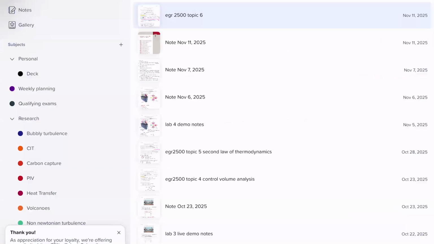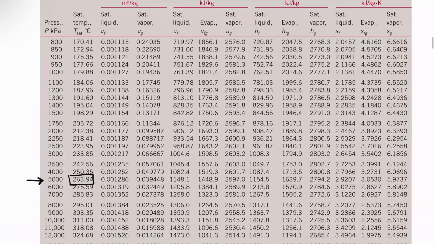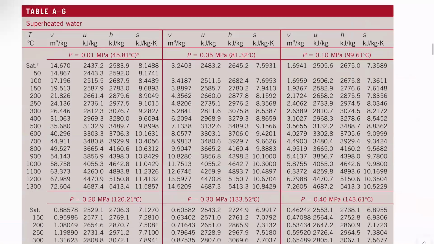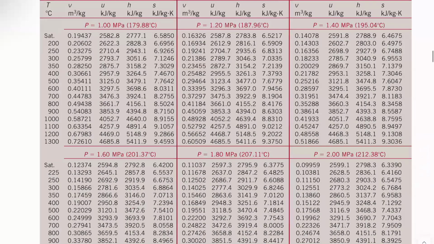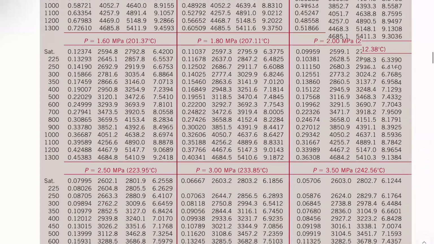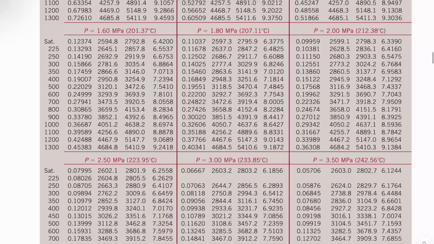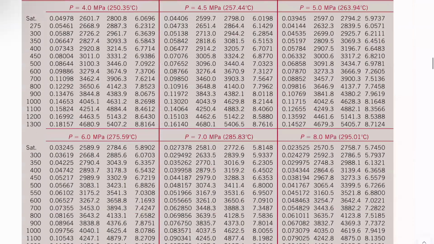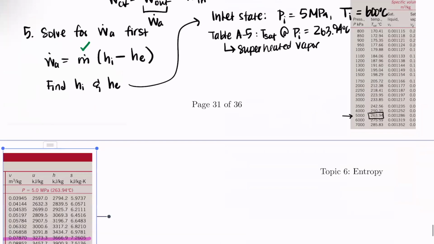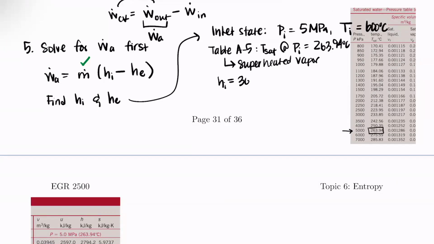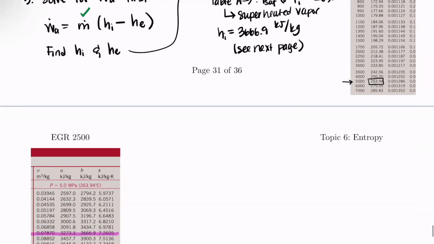Okay, so let's go to our superheated vapor table. We're going to go to the 5 MPa pressure cell, which is here, and then we'll look at 600 degrees C. So that means that we have h at the inlet is 3666.9 kilojoules per kilogram. Okay. Any questions so far?